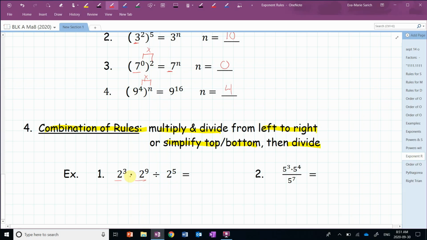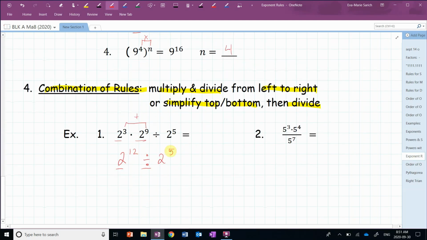Same base, we're multiplying, so we're going to add the exponents. Keep the base, 9 plus 3 gives you 12. Now bring down the next part, which is divide by 2 to the 5th. Again, same base, we're dividing, so we're going to subtract the exponents, right? So 12 take away 5 is going to give you 7. So keep the same base, 2, and the exponent is 7.